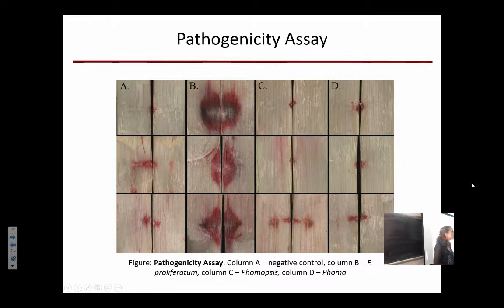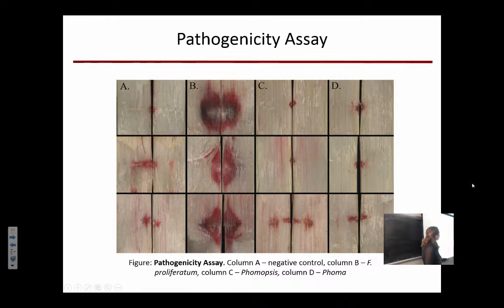Next, following Koch's postulates, I wanted to perform a pathogenicity assay. And so once again, sticking with the Fusarium proliferatum, the Phomopsis, and the Phoma strains, I inoculated ROC22 sugarcane stock. In column A, you can see this is the negative control, so just water. Column B is the Fusarium proliferatum, and column C and column D is the Phomopsis and the Phoma strains, respectively.